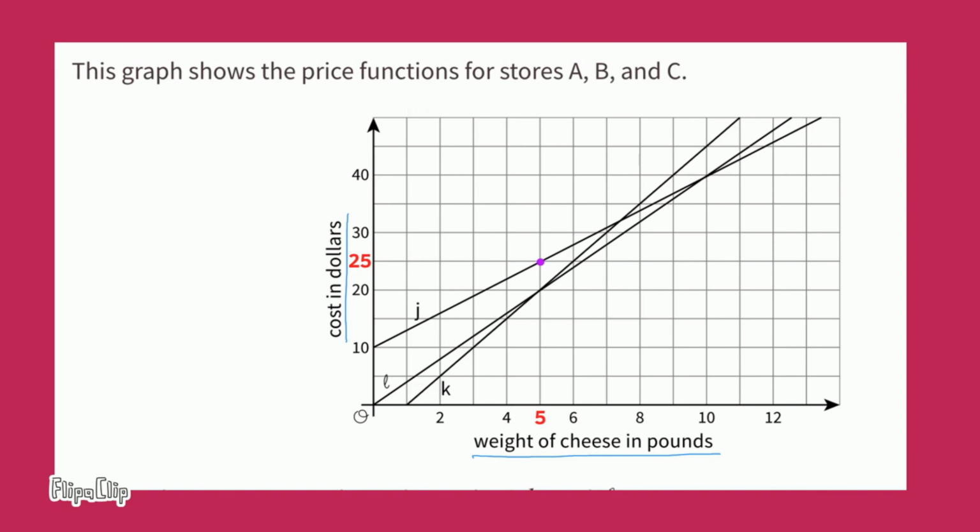I could write an equation or a function that would help me calculate how much it would cost to buy a particular amount of cheese at this store. 5 times what number plus 10 equals 25? Since we're talking about line J, I'll replace the question mark with a J. This is a 2-step equation. I'd like to find the value for J.